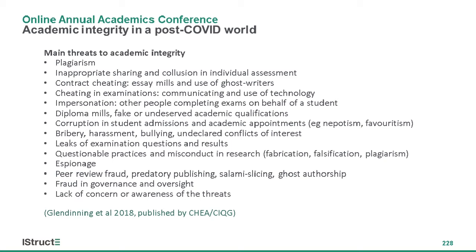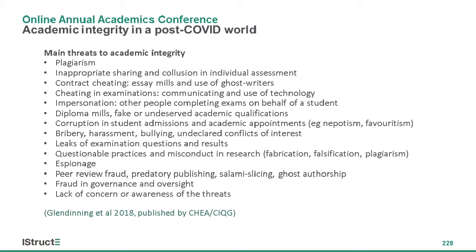Predatory publishing is something I've been looking into in particular, where very low quality journals are attracting academics to publish in them for financial reasons as a big commercial industry. And how do academics know the difference between a good, reputable publishing company or a journal and a predatory one?